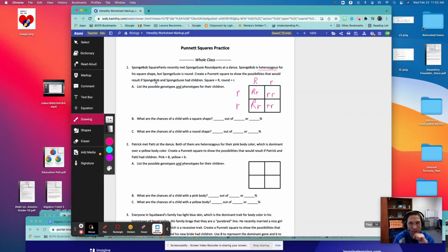Okay, so that is my Punnett square. Easy: put the dad up top, put the mom on the bottom. It doesn't matter, you can put the mom on top, dad on the bottom. But what does it mean?